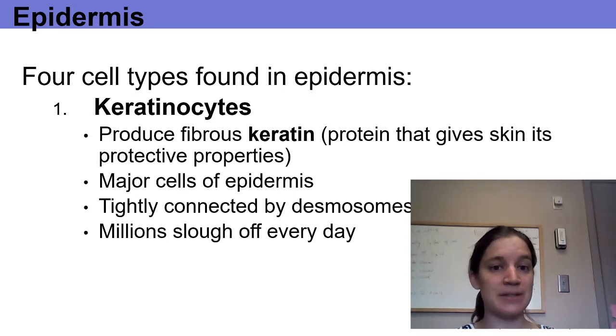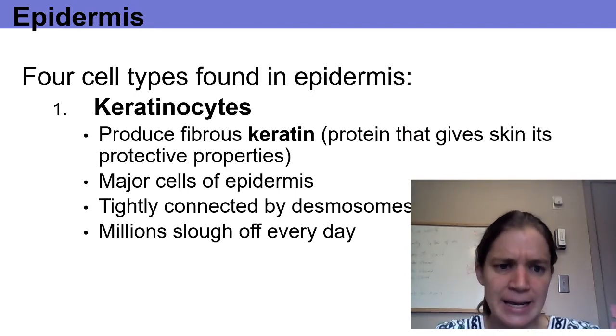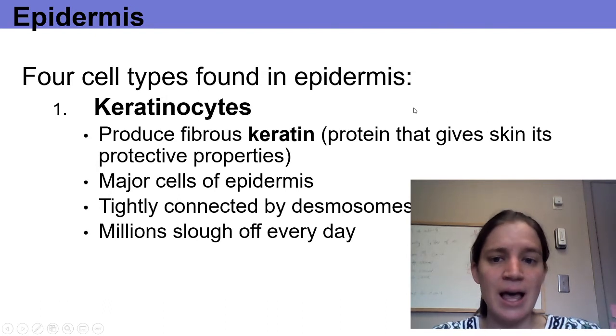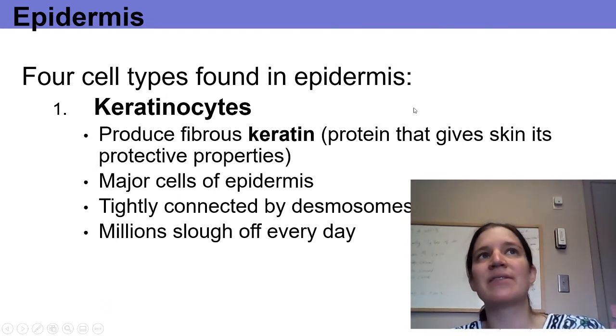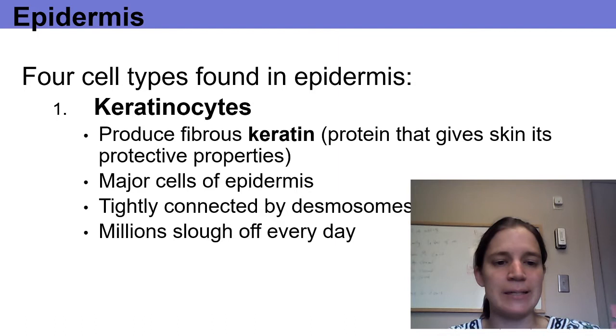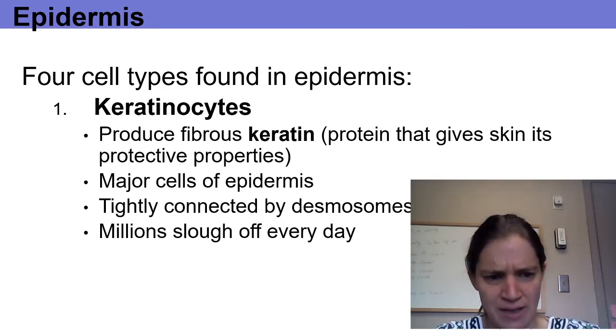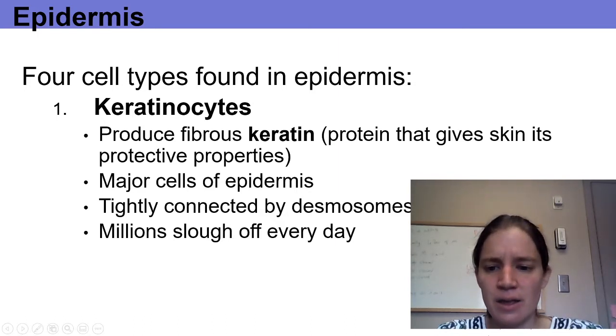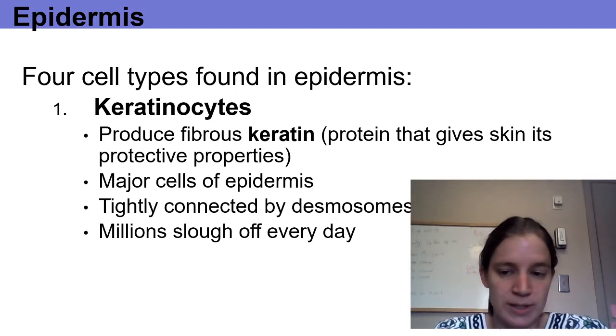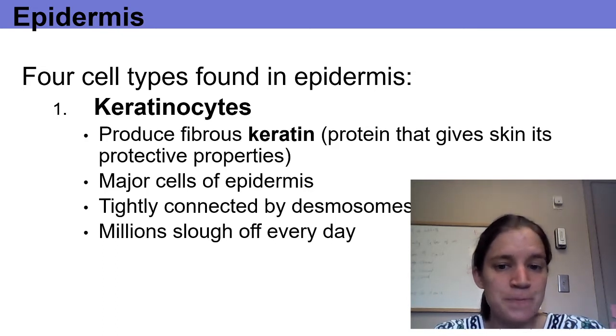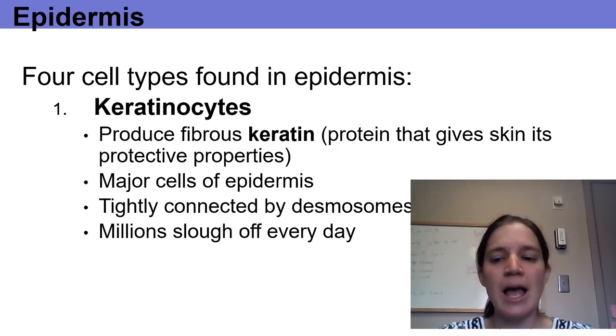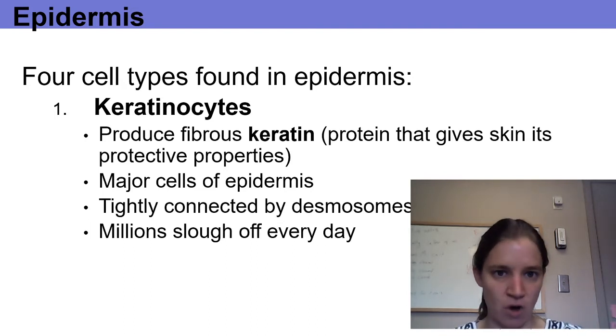Four main types of cells found in the epidermis. Keratinocytes are going to produce keratin, and that's the protein that's giving skin its big protective properties. It's the major cell of the epidermis. Most epidermal cells you're seeing are going to be these guys. They're connected to each other. They've got tight connections, and millions of them are going to be falling off all the time.